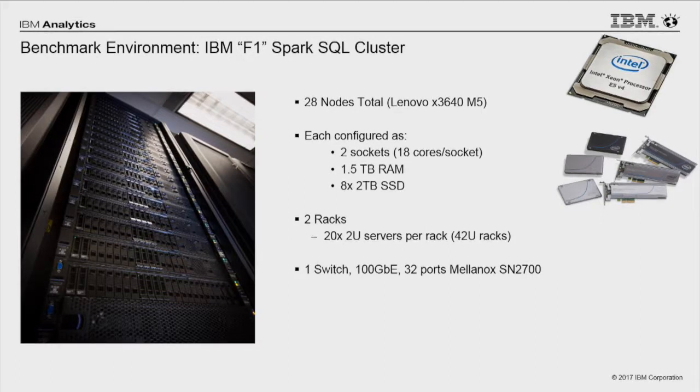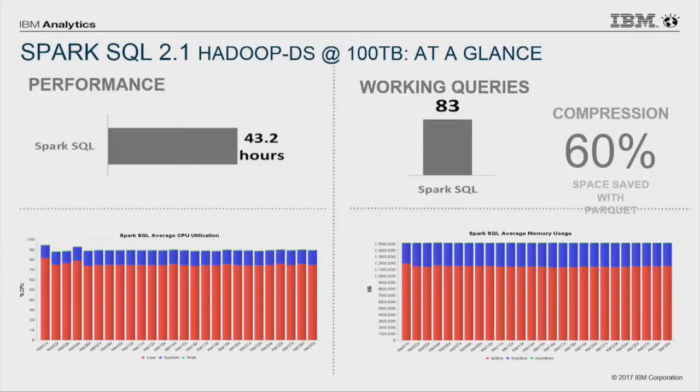We call it the F1 cluster. 28 nodes, 18 cores per socket, 1.5 terabytes of RAM, racked with SSDs, 100 gigabit E-switch. So a pretty powerful box, right? From the hardware vendor's perspective, because stuff is licensed per node, of course, they want to show off how much they can fit on a very small footprint. And this is with the SSD, because SPARC is very memory hungry, that will support that as well. And this was the result.